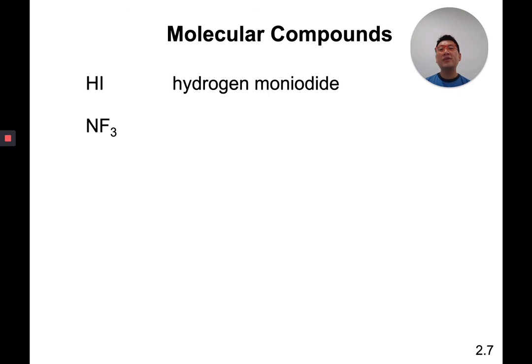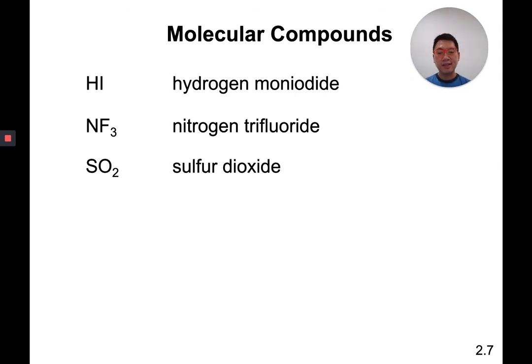This one, NF3. N is nitrogen. F is fluorine, but it'll be I, fluoride. Nitrogen, something fluoride. 3 fluorides, nitrogen trifluoride. SO2. What's the name of SO2? S is sulfur. O is oxygen, suffix changed to I, oxide. That thing is sulfur dioxide.